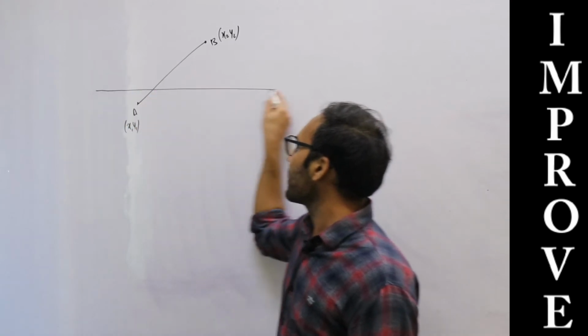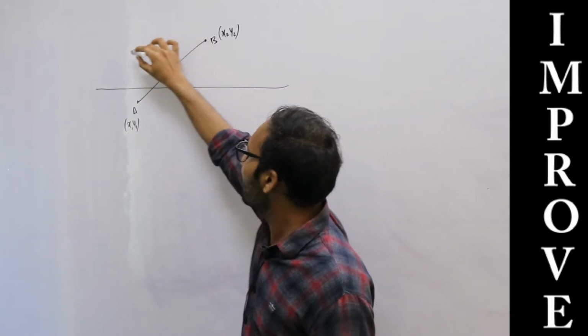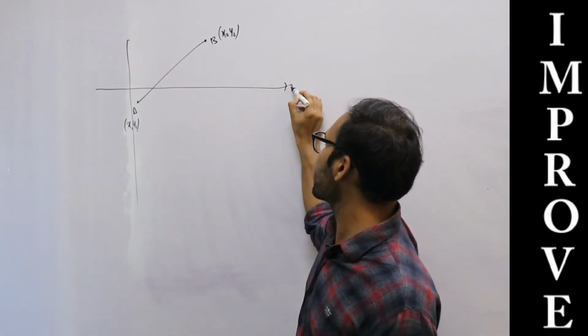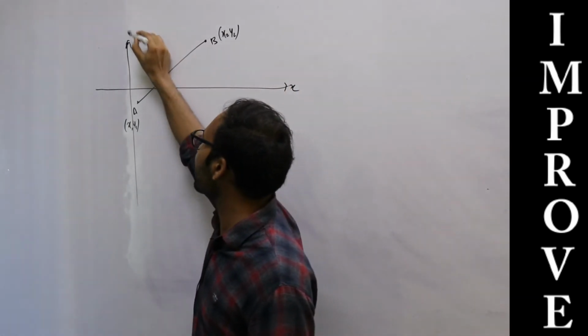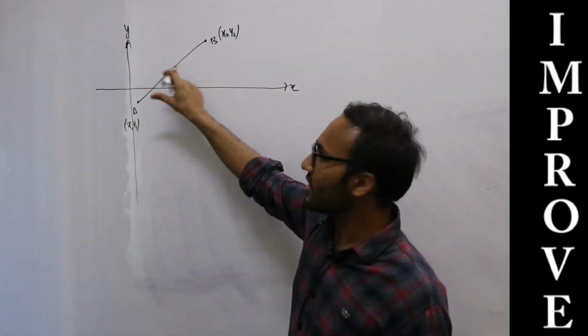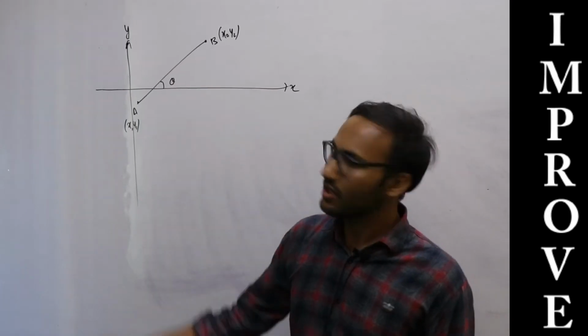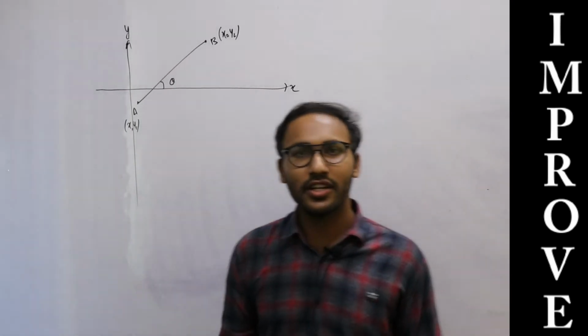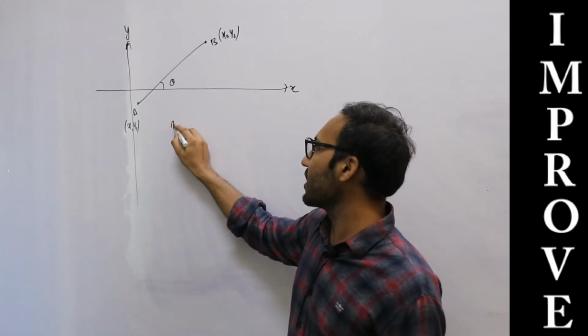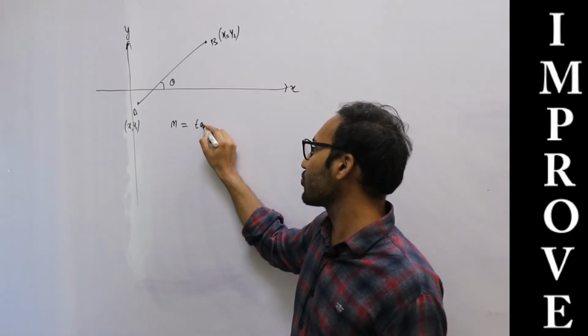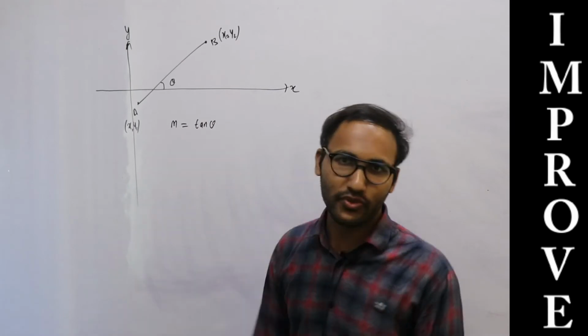स्लोप इज नथिंग बट, if you draw x and y axis, suppose this is x, this is y, then this line is making some angle with positive x-axis. Let's suppose it is theta. This theta angle is called inclination, and the tan of this theta is called slope. Here m is the indication of slope.